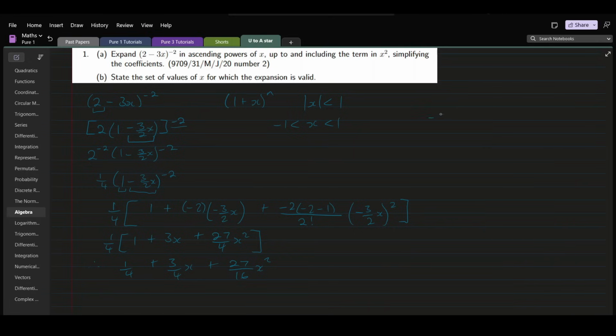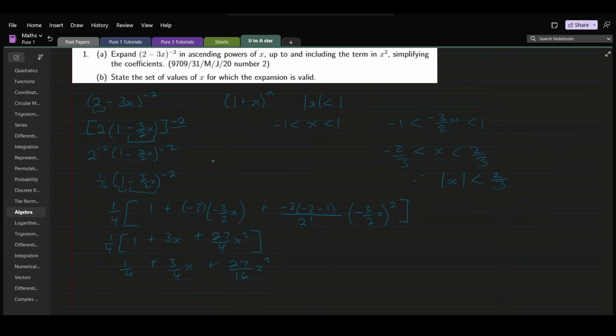So we'll then say negative 3 over 2x should be between negative 1 and 1. So we're going to multiply through by negative 2 over 3 to make x the subject of our inequality. So if we do that, you end up with negative 2/3, and you end up with 2/3 over here, which you can also write as the modulus of x is less than 2/3, and this would be our final answer for part B.